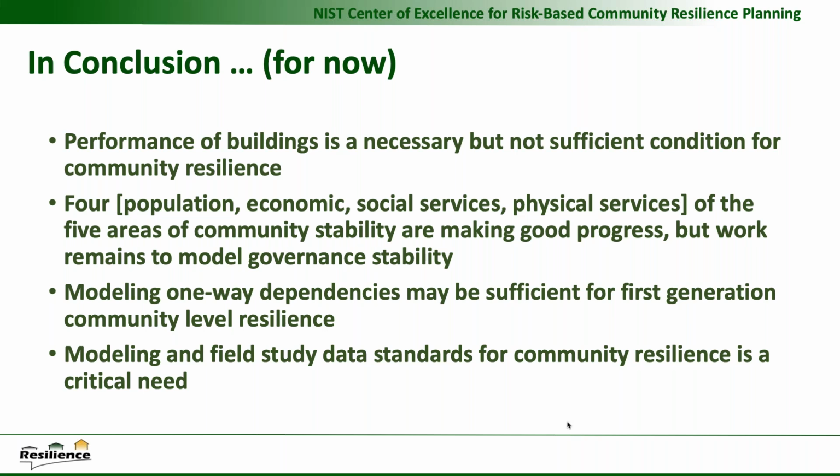It's perhaps the hardest to model because it involves essentially people making decisions and not always based on optimization. And then modeling one-way dependencies, that may be sufficient for these first generation community level resilience models and analysis and decision making. Interdependencies, true interdependency modeling is from an academic perspective, it's definitely attractive, but it may not be necessary for these what we call Gen 1, I guess. And then modeling and field study data standards for community resilience, it's a critical need. In other words, what's the standardization of this data, and we're hoping to help work on that as well.